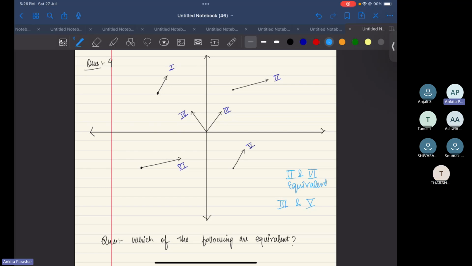1, 3, 5. Yeah, I think the way I have written it there is a minor difference, but the way I wanted to say is that yes, all are equivalent. So all of you agree that they are equivalent?